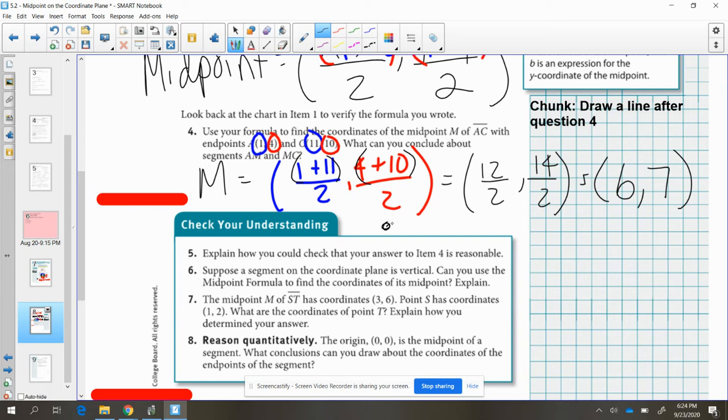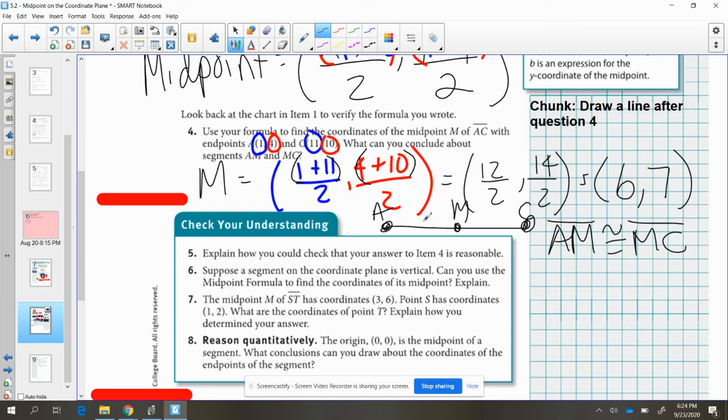And basically what we can also conclude from that, if M is the midpoint of segment AC, we know that AM is congruent to MC, right? So bringing it back to the definition of midpoint.